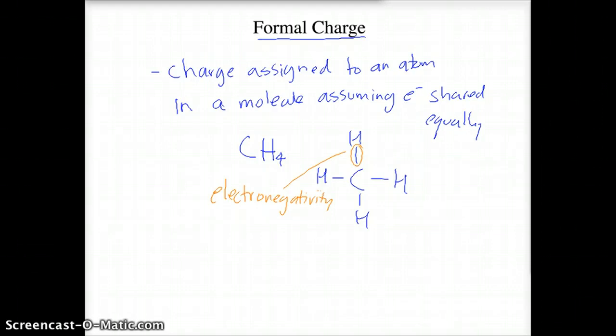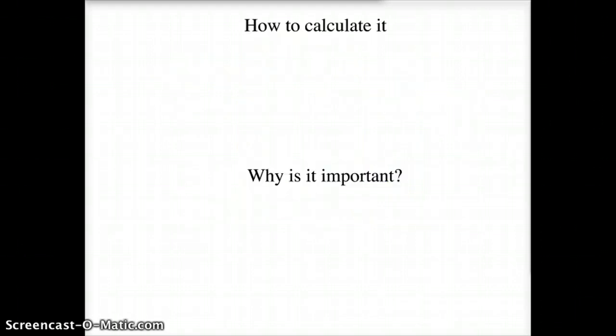So how do we calculate it? How do we calculate formal charge? If you want to figure out the formal charge on an atom, remember we do this for every atom in a compound, and then for the compound as a whole. Formal charge is the number of valence electrons that atom should have based on its location in the periodic table. So make a note of that.